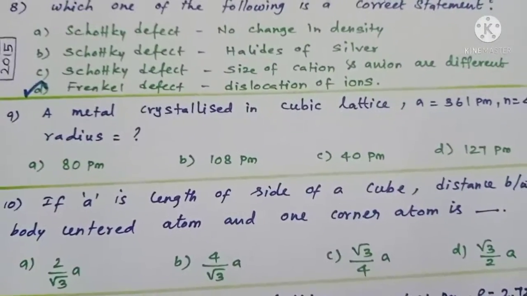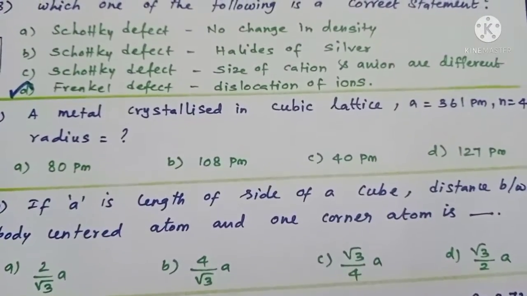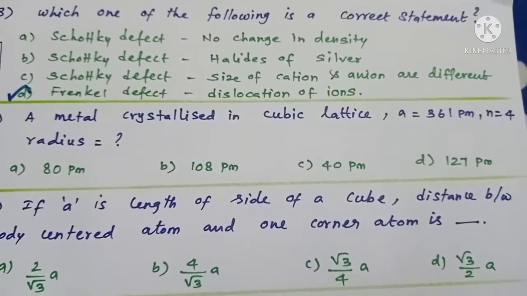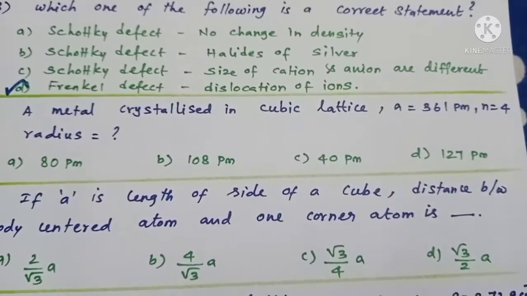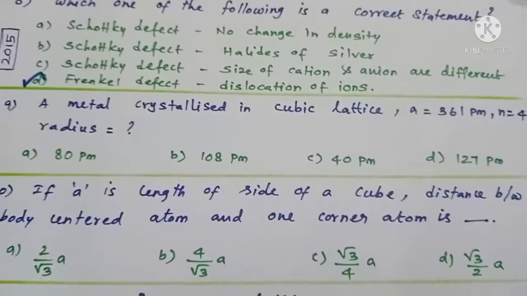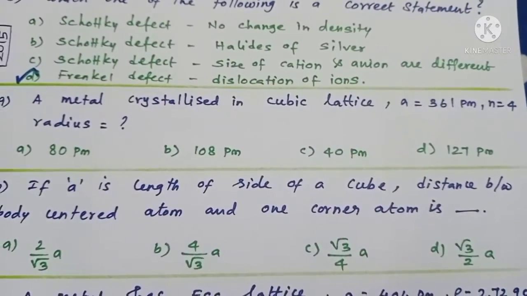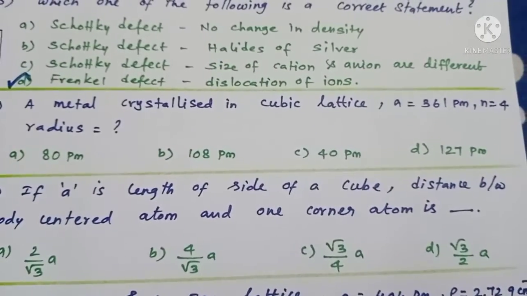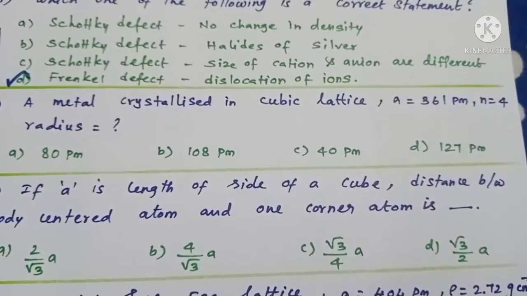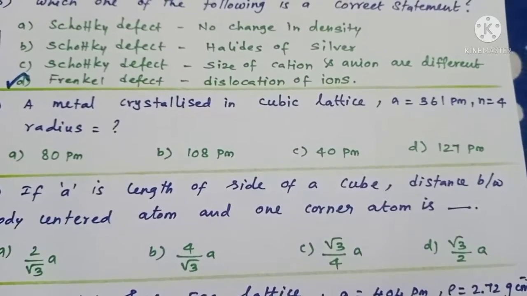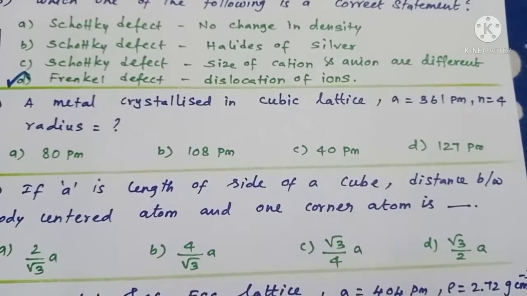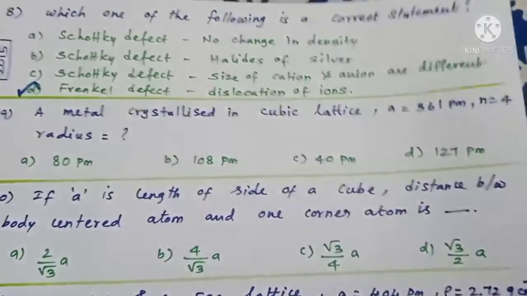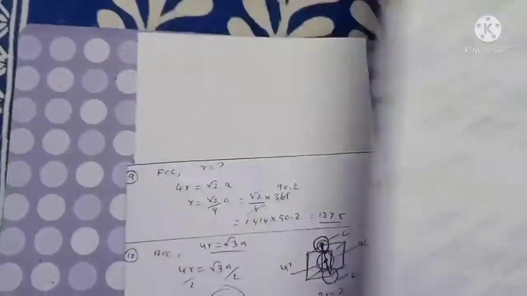Question number 9. A metal crystallizes in a cubic lattice with edge length 361 picometer and n value about 4. The number of atoms per unit cell is about 4. Okay, right. So what is the radius? Here the n value is given as 4, which means it is a face centered cubic lattice. The a value is given, and from that we have to find out the radius value, the r value. Now let us see the solution.